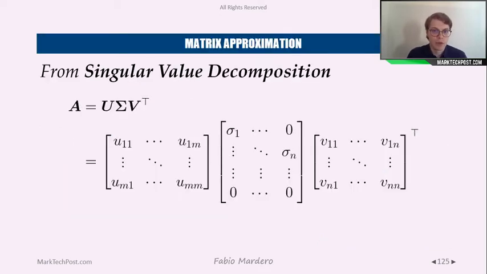From a singular value decomposition, we can express a way to approximate matrices. But let's take a look at how we can write the SVD in a generic form. So we have the U matrix, here we have the sigma with the sigma values on the diagonal, and then we have the V elements.